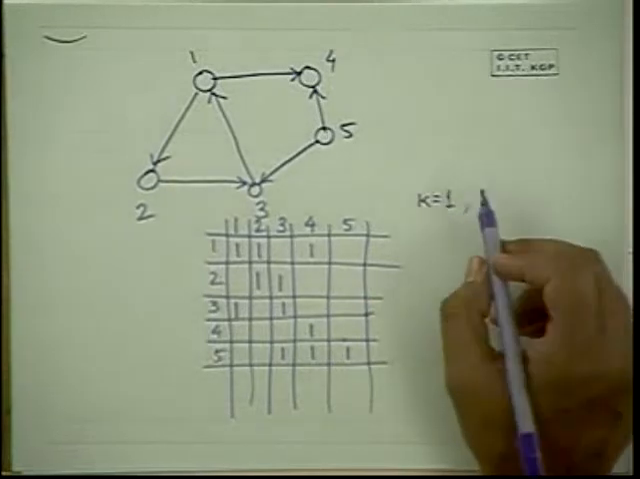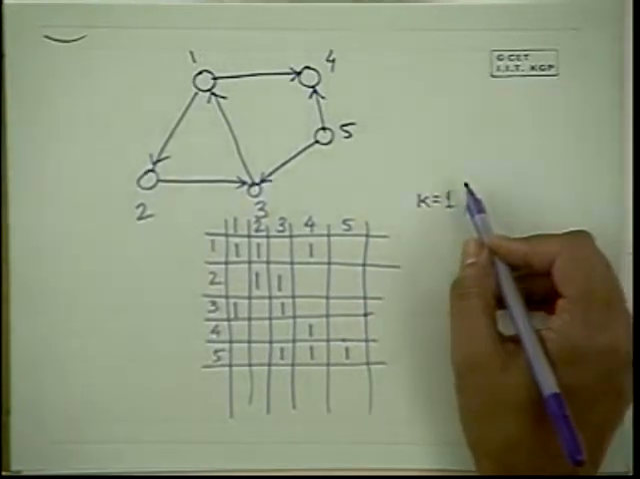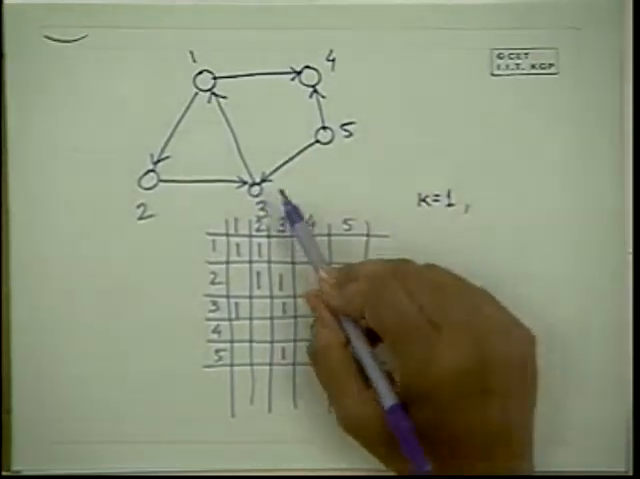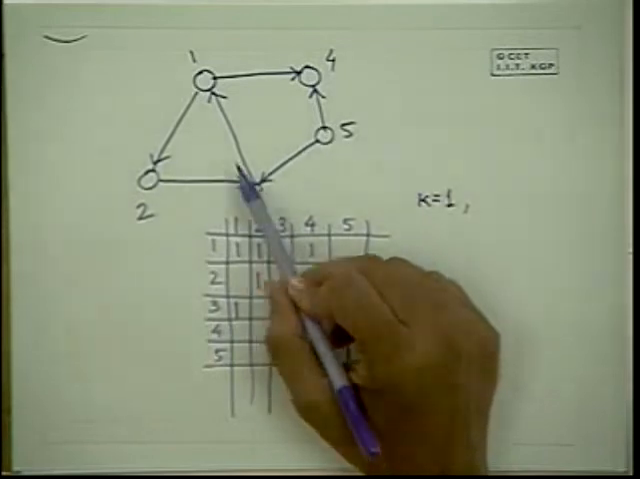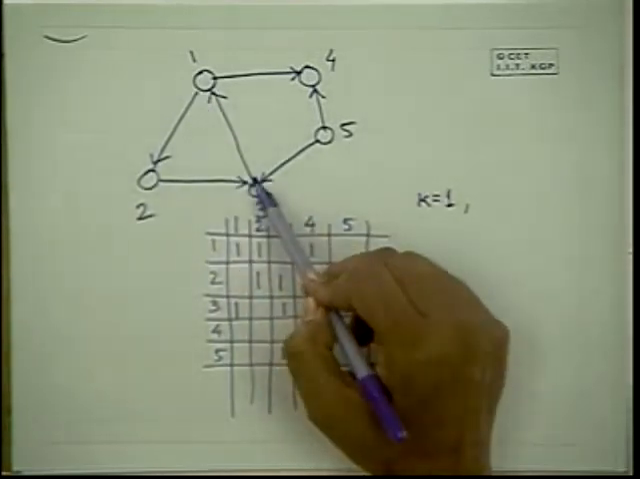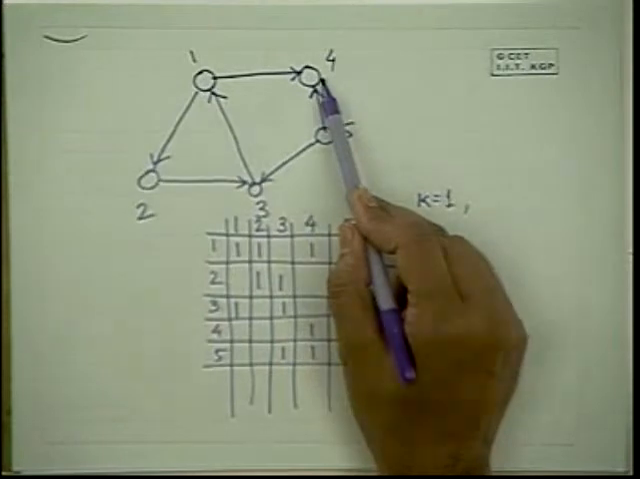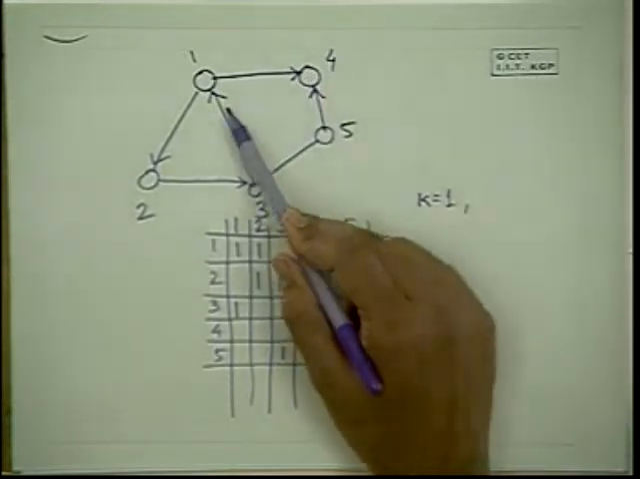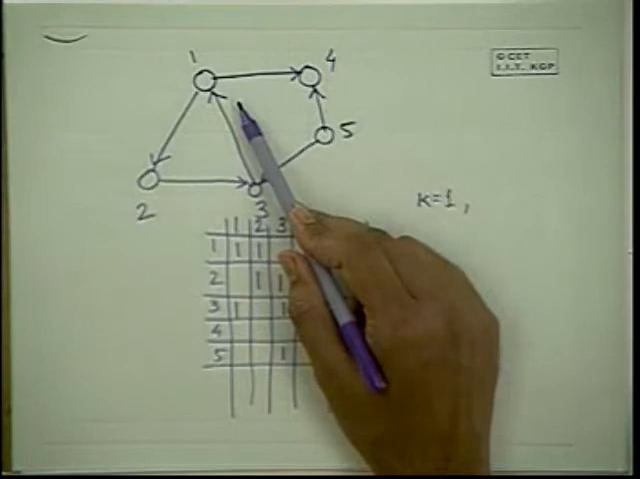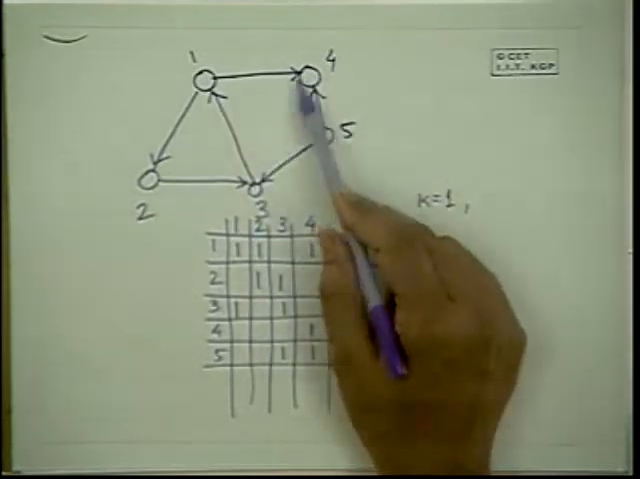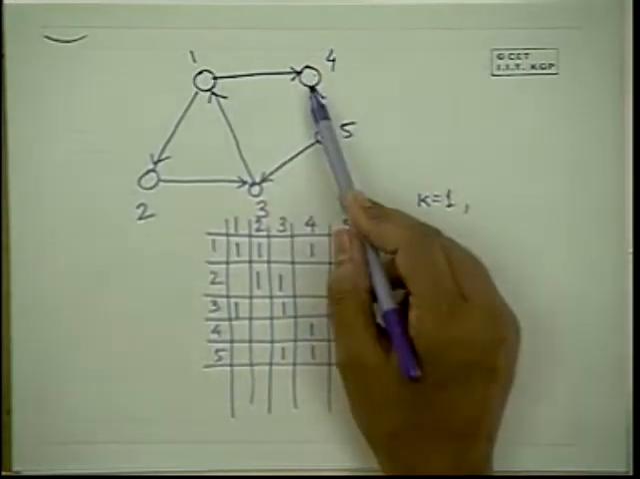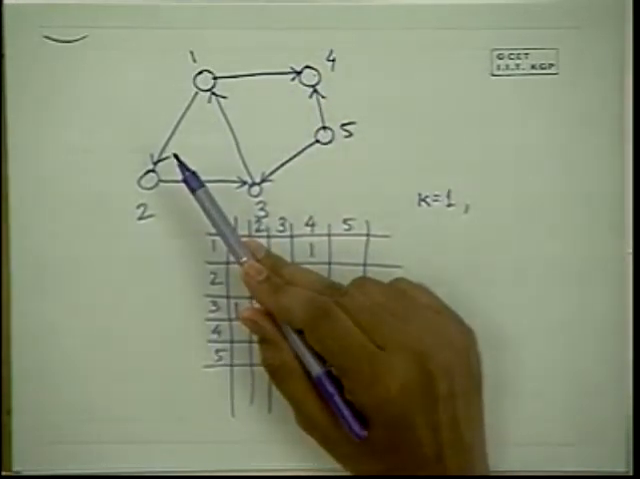For k equal to 1, what are the new edges you will get? I claim it will be between 3 to 4 and 3 to 2. Now if you include k is equal to 1, there is a path from 3, 1, 4. That path satisfies that invariant. This path includes all vertices whose indices are less than or equal to 1. These two ones you should not consider. So between 3 to 4 there is a path which satisfies that invariant.